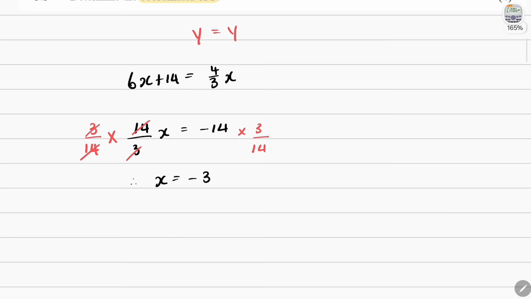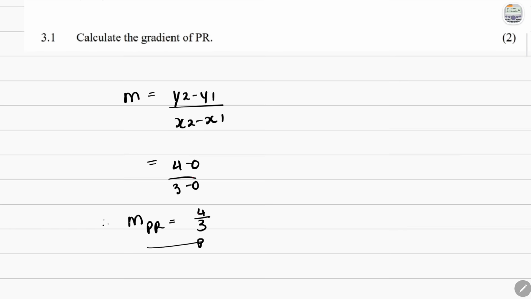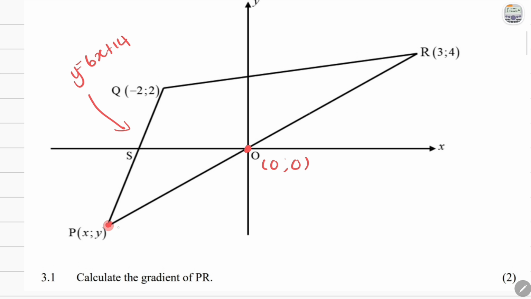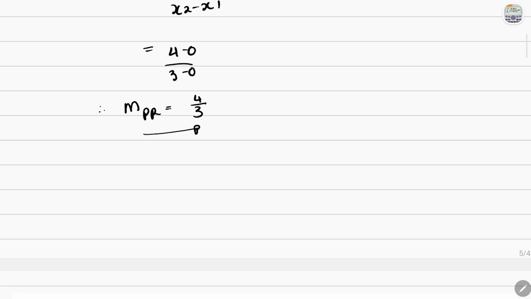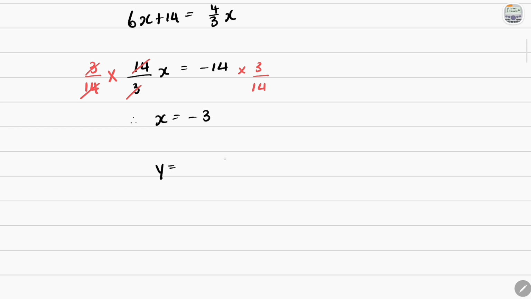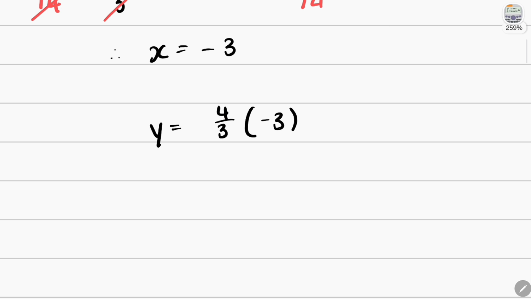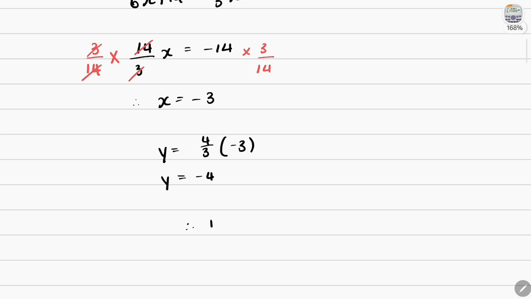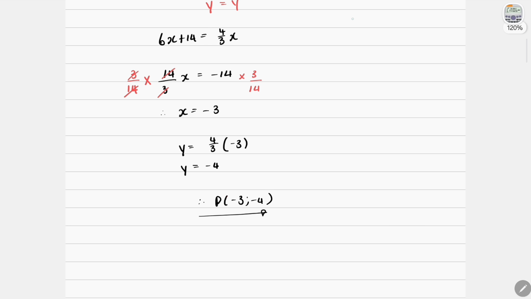So we know the x value, it's negative 3. To find the y value, remember, this point lies on both lines. So you can substitute it into either one of those equations. Let's just go with this one because it's easier. So y is finally equal to 4 over 3 multiplied by negative 3. That's in the numerator, that's in the denominator. They cancel and we have negative 4. So P is simply negative 3 and negative 4. And that is our answer. Moving on to the next question.